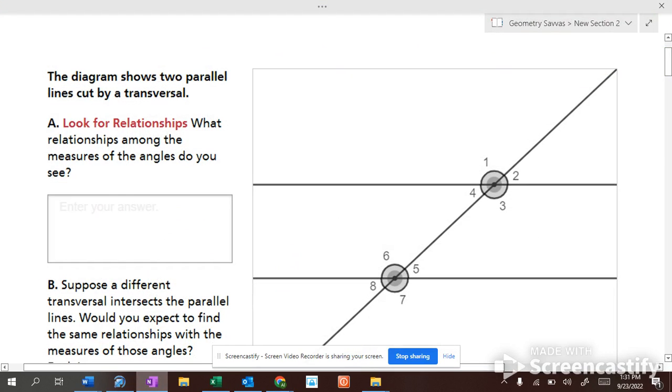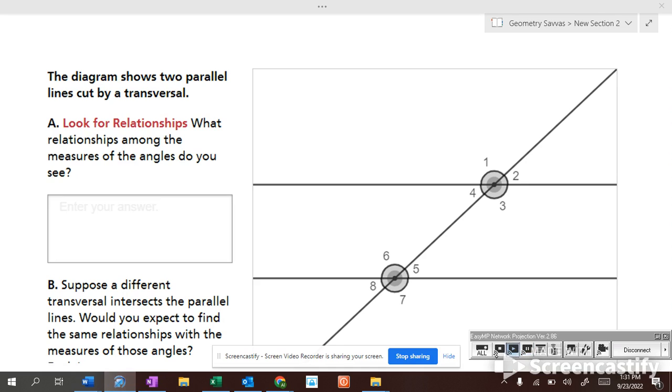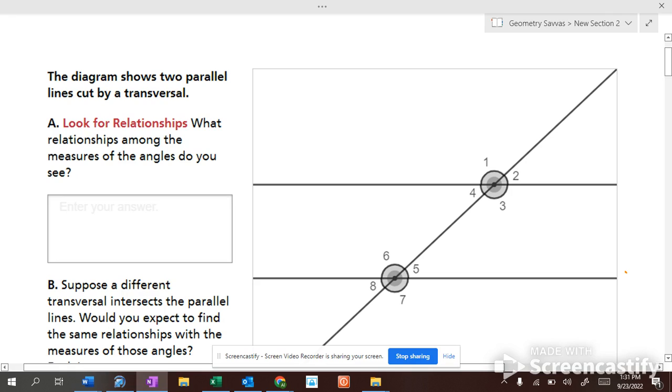Alrighty, people. Well, we're working on this chapter. Is anything up there? No, it isn't. So I got to put it up there. Boom. There we go. What we're working with is parallel lines.